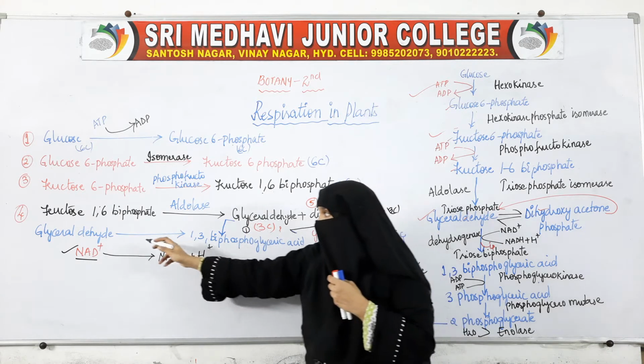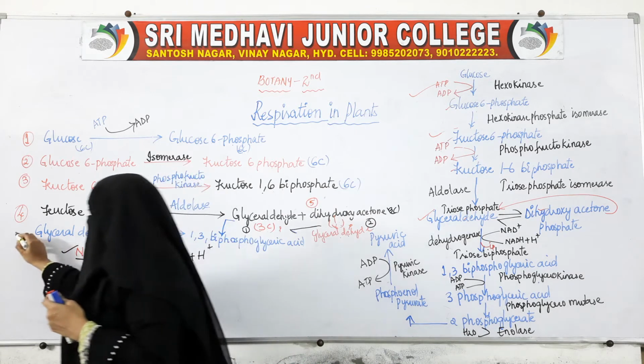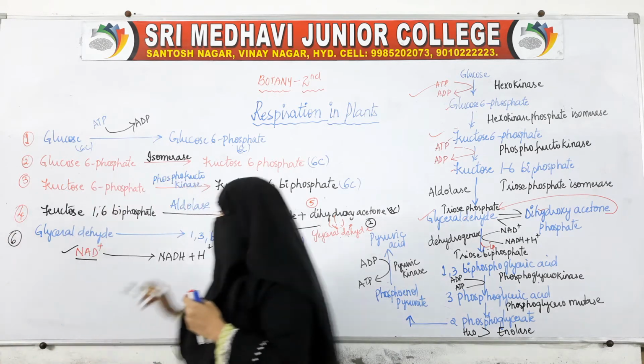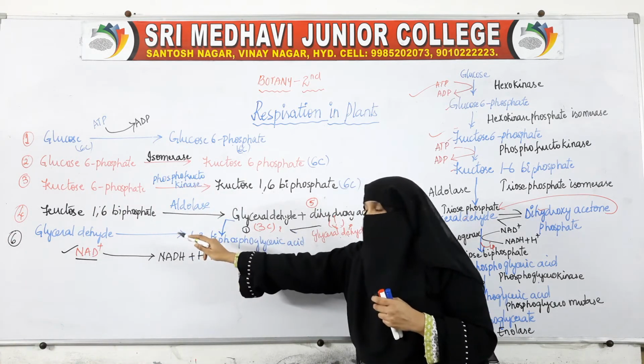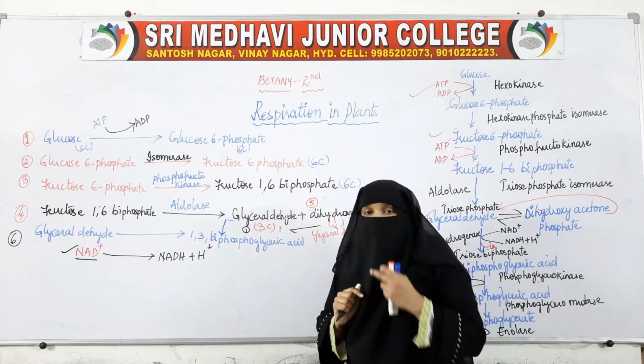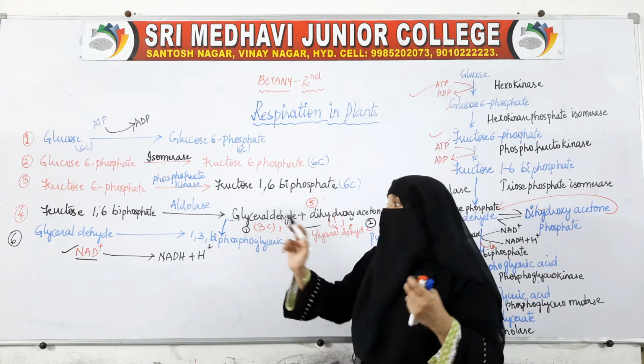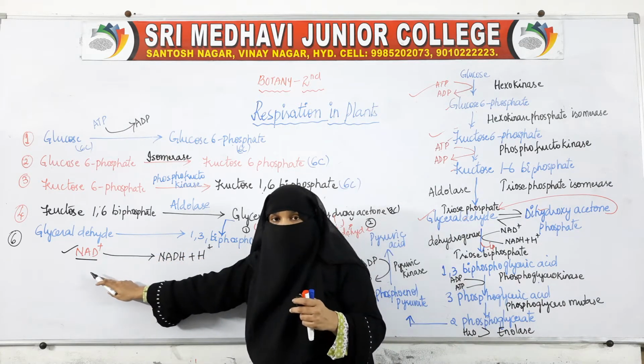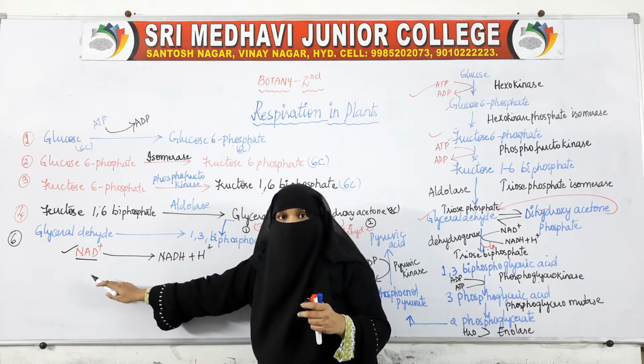In the sixth reaction, what is happening? Aldehyde is changing into acid. Glyceraldehyde, that is, it is one aldehyde. It is changing into acid. How is it changing? By using an oxidizing agent. NAD plus is an oxidizing agent.